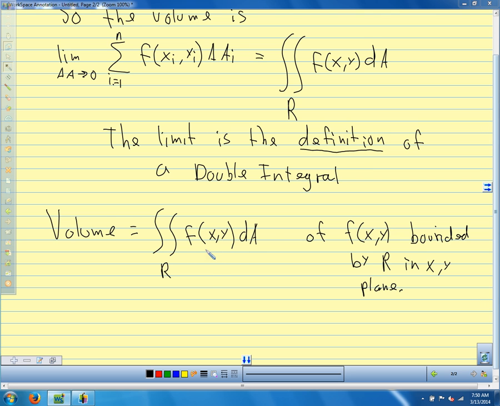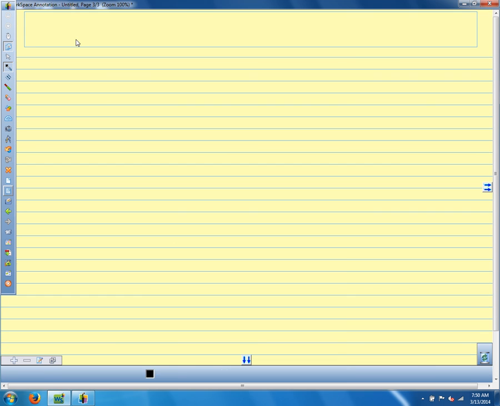Well, fortunately, a gentleman by the name of Fubini came up with a theorem that tells us that we evaluate the double integral as an iterated integral. So we can evaluate this as an iterated integral as long as we have a nice region in the xy plane and our function f of x y we interpret as a surface. So Fubini's theorem tells us that we can evaluate this as an iterated integral.